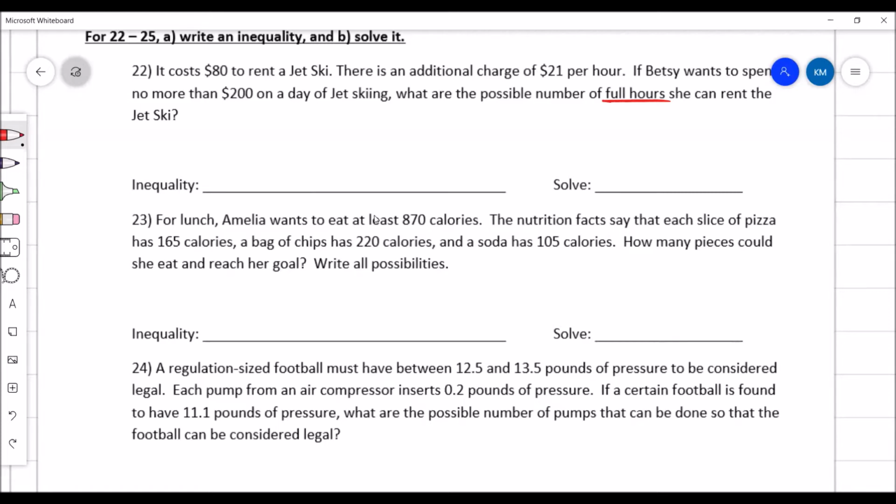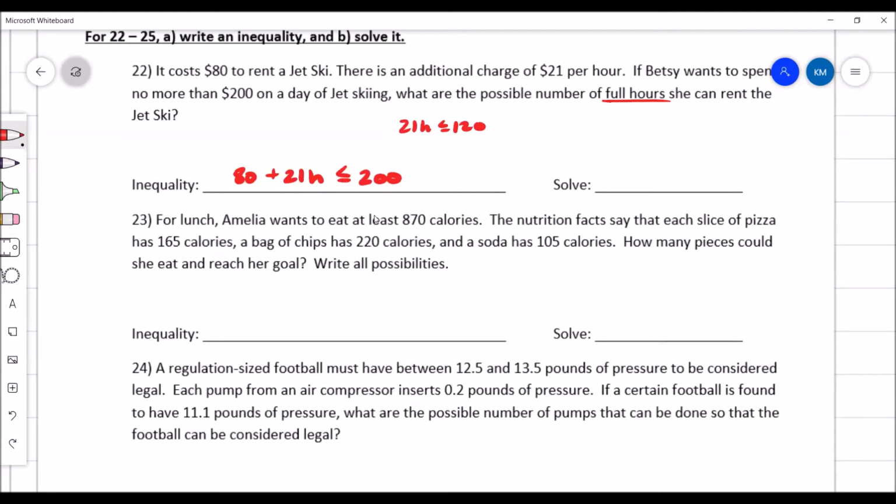So it costs her $80 a day and $21 per hour. H for hours. She wants to spend no more than 200, so we want 200 to be greater than or equal to our cost. Okay, so here's our inequality. We will solve this: subtract 80 from both sides. We get 21H is less than or equal to 120.